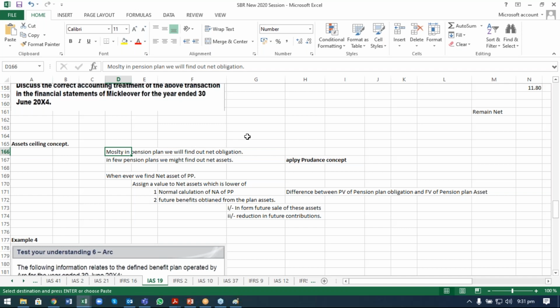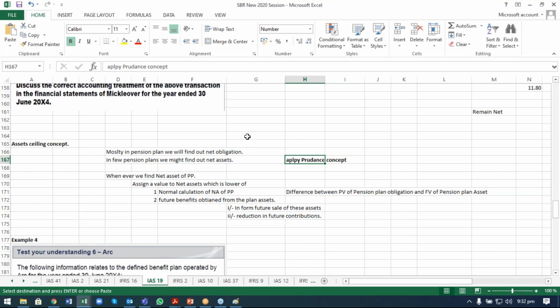The additional amount the company is required to deliver to the pension plan fund manager is so that he can meet the future obligations. But there are a few circumstances when pension plan assets would be higher compared to the pension plan obligation. As a result, rather than getting a net pension plan obligation, you will find net pension plan assets. So you have to apply the prudence concept, which is mentioned in your framework: don't overstate your assets and don't understate your liabilities.